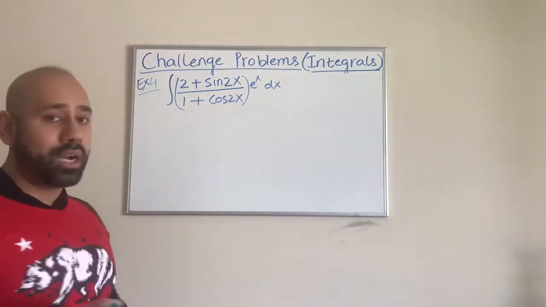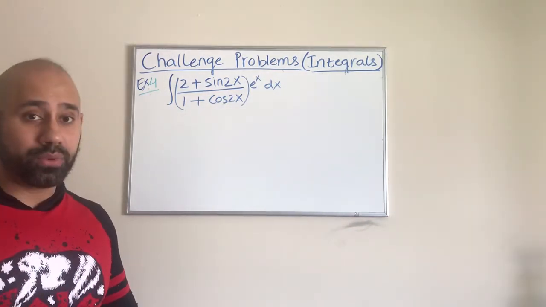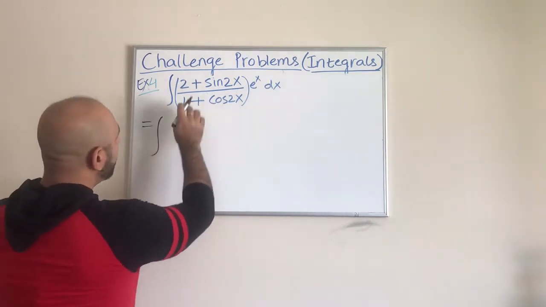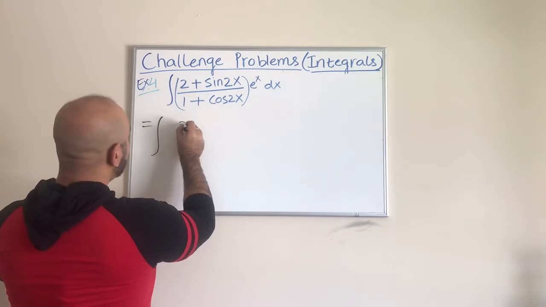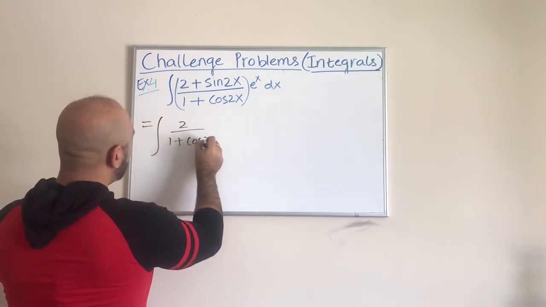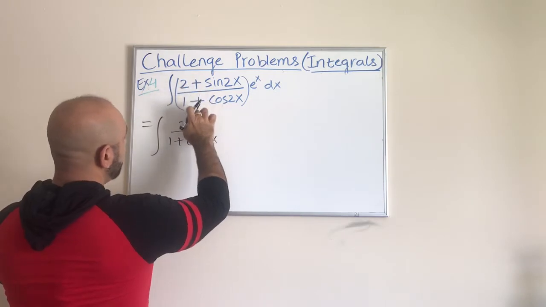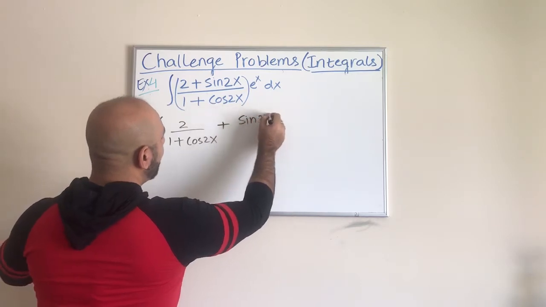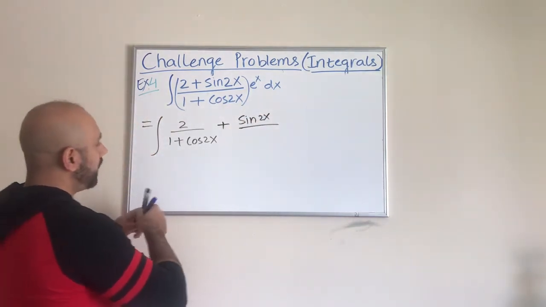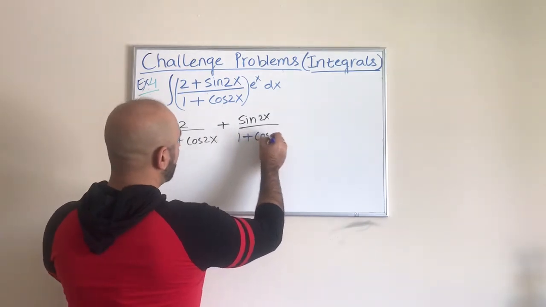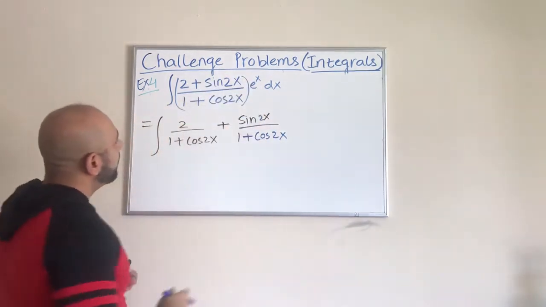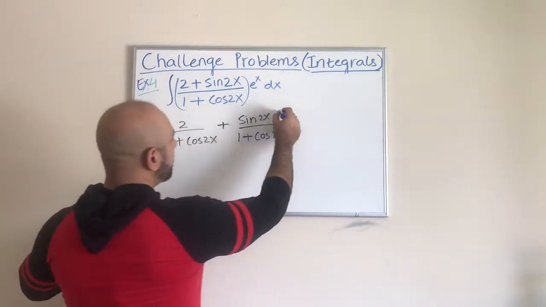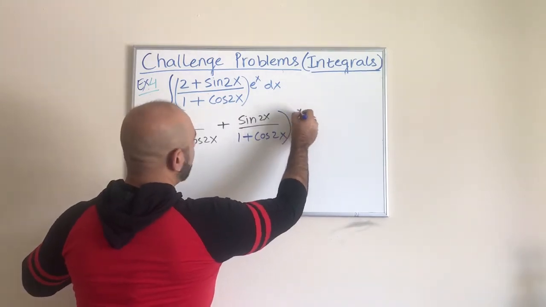So in this case, again, we are going to give it a try and then see what we can do from there. The first step, what I'm going to do here is rewrite this. This can be broken down as 2 over 1 plus cosine 2x, because this has to be divided by the denominator, and then plus sine 2x over 1 plus cosine 2x. That is my first step. I'm trying to break this down because there's no other way of really trying to evaluate this. So that's why I decided to break it down. And then of course there's an e to the x right here, and then dx.